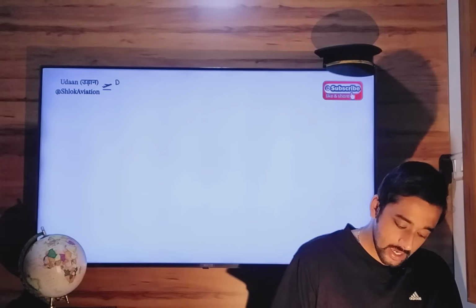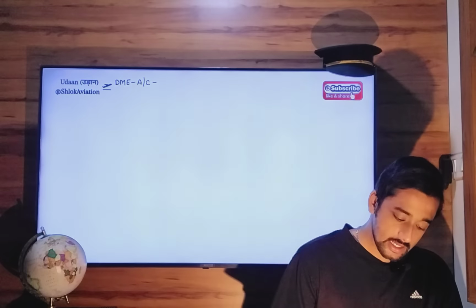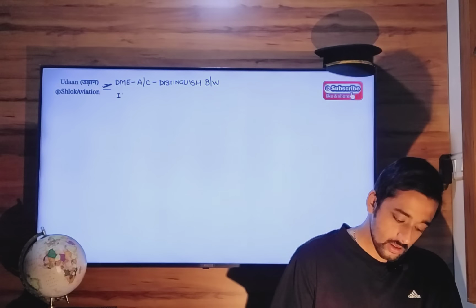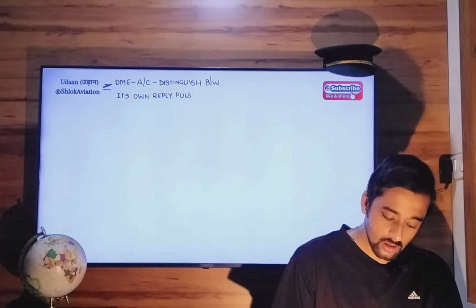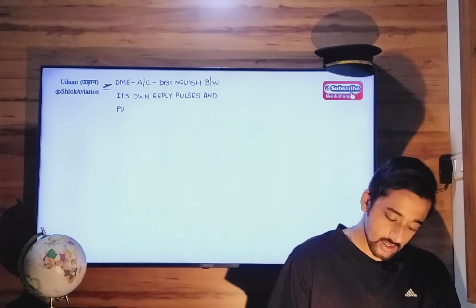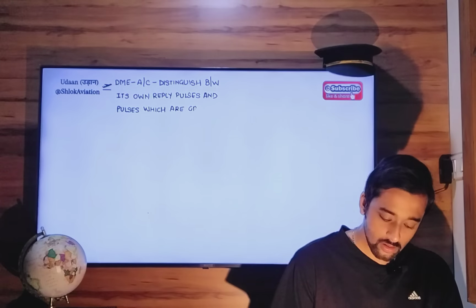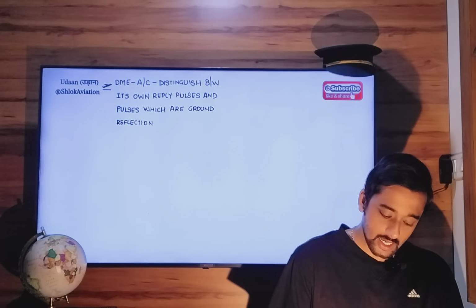The first scenario is that the DME equipment in your aircraft is able to distinguish between its own reply pulses and pulses which are ground reflections.